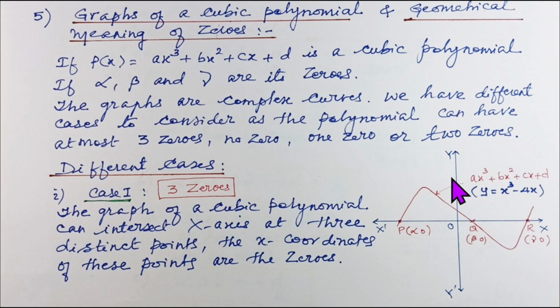Now, the different cases possible are: case 1, when the graph can have 3 zeros. The graph of a cubic polynomial can intersect the x-axis at 3 distinct points. Here it has intersected the x-axis at points P, Q and R. Therefore, P(alpha, 0), Q(beta, 0) and R(gamma, 0) are the points where the graph has cut. It has got alpha, beta and gamma as the zeros. Therefore, remember, the first possible case is when the graph cuts the x-axis at 3 distinct points.